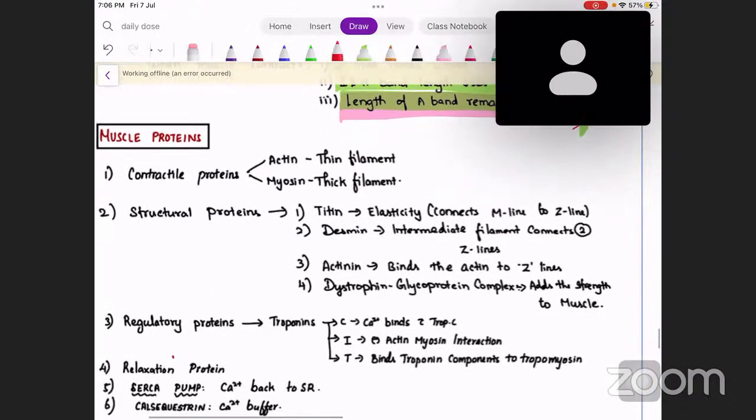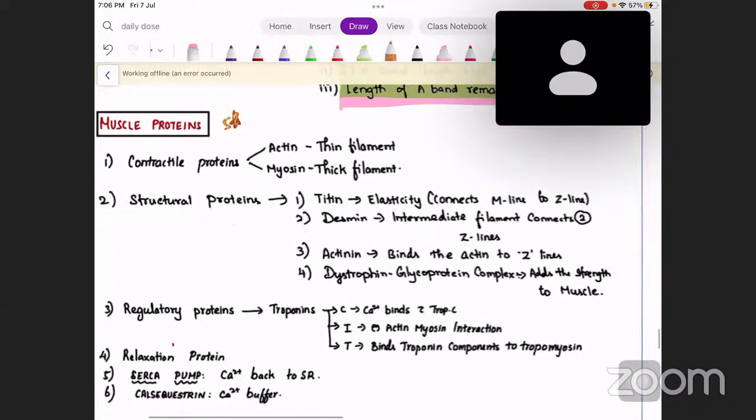Then muscle protein, a 5-star to 7-star rated topic in recent FMGEs. You have to remember it at any cost. We have 6 types of muscle proteins. The first type is contractile protein. The contractile proteins are actin and myosin, the thick and thin filaments. Then the structural proteins: all 4 are important. They are titin, desmin, actinin, and dystrophin.